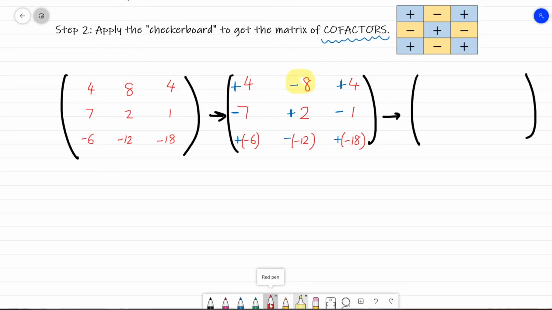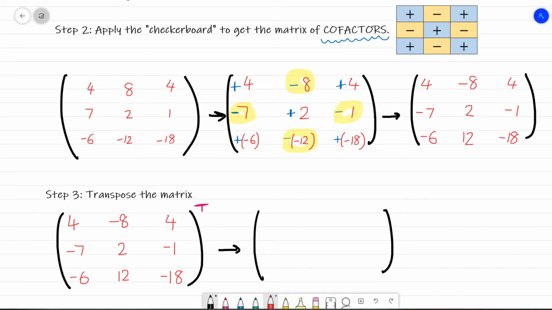So all that's going to happen here is the terms here are going to have their sign changed. So let's get the matrix of cofactors. We're going to have 4, minus 8, 4, minus 7, 2, minus 1, minus 6. Bottom center term, minus and minus is a plus 12. Sorry, that's my printer. And there we go. That's our matrix of cofactors, and that is step 2 complete.